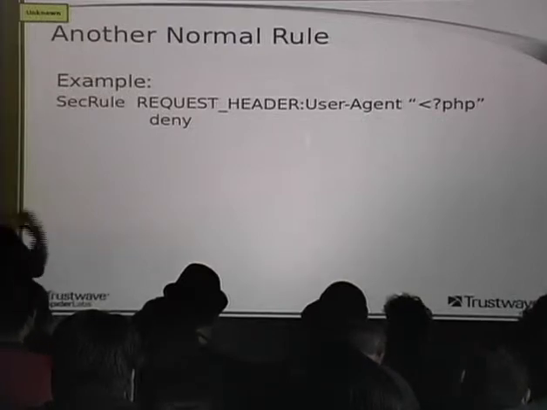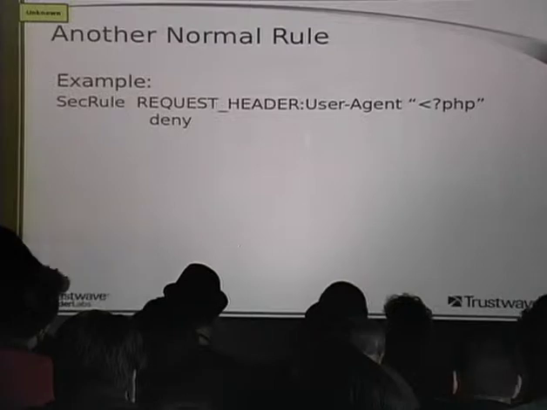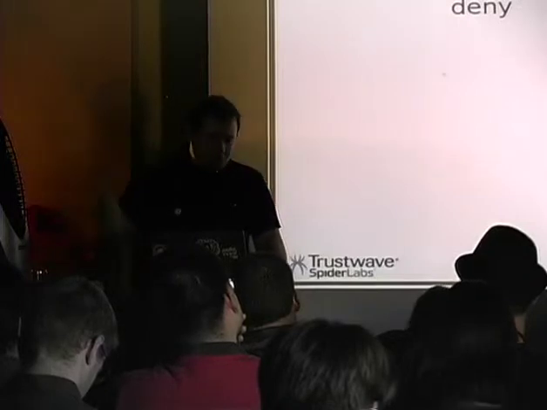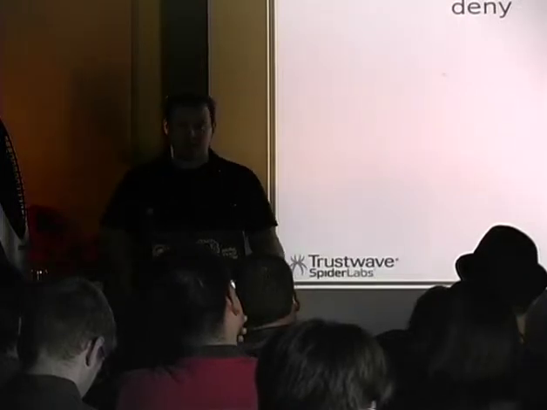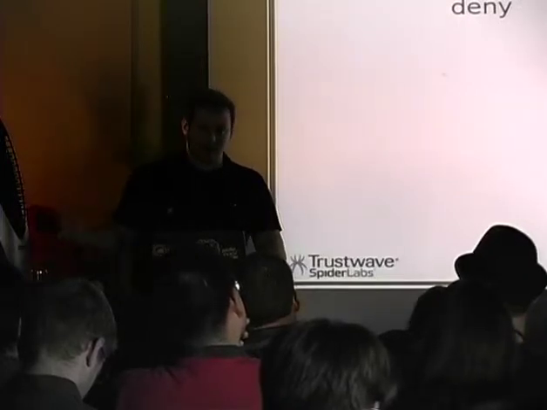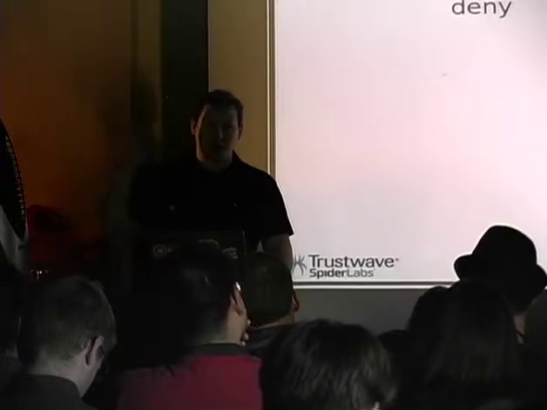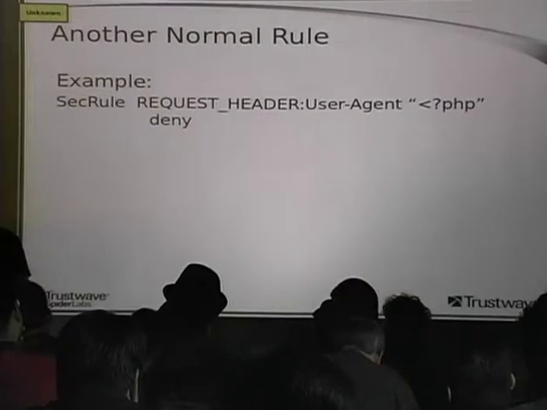Back to large deployments, unfortunately you have to be in blacklist mode, which is very inferior for security. Can't be in whitelist mode. But for this case, obviously, if somebody's user agent string, what they're telling the website their browser is, looks like PHP, that's bad. Anybody here know specifically what type of attack this is?